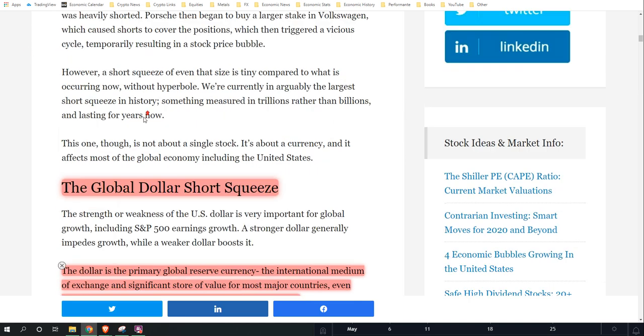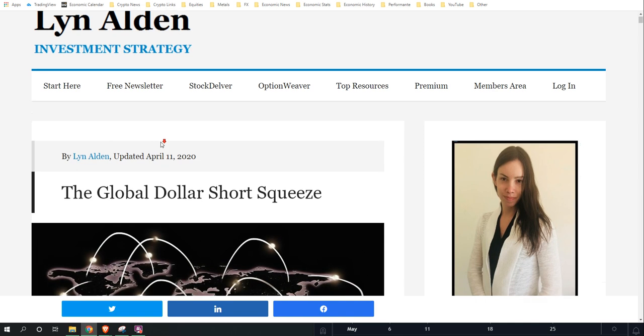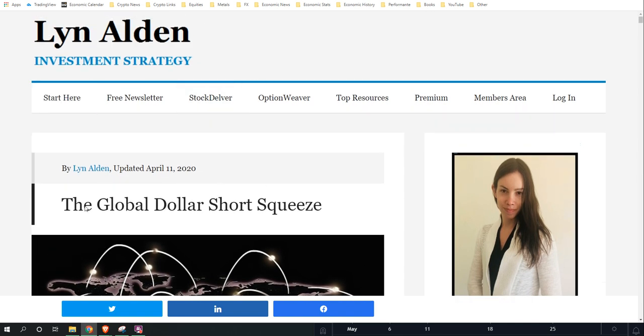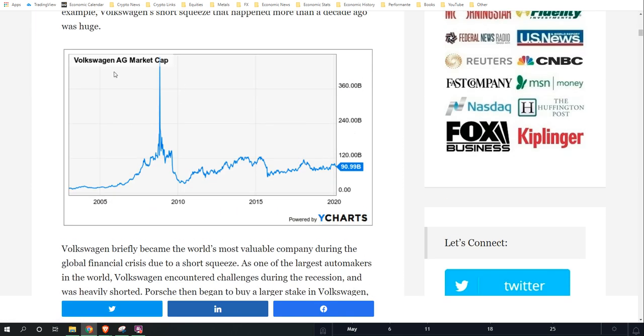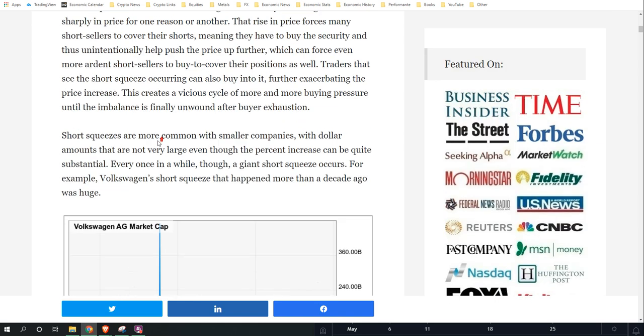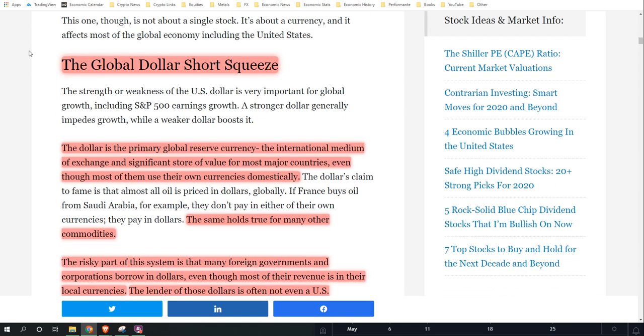This is a really great article that I found that really illustrates it. Google this, global short squeeze, within this website, and you'll be able to find it without a problem. It gives some examples of the Volkswagen short squeeze that happened in 2008, I believe. But let's continue on reading what this global dollar short squeeze is.